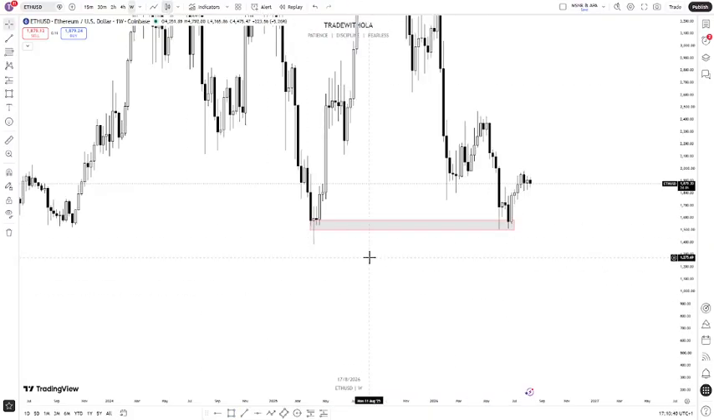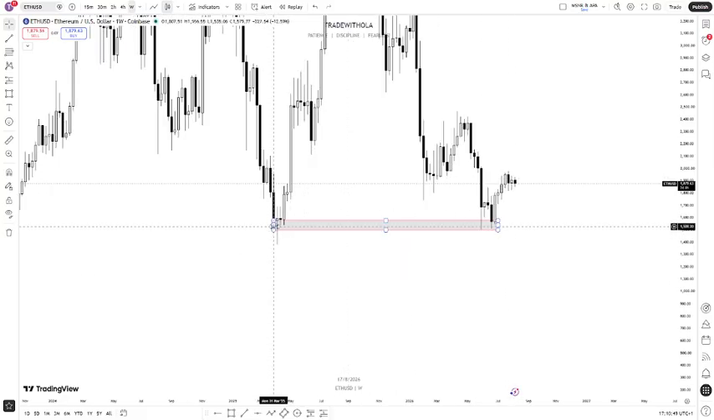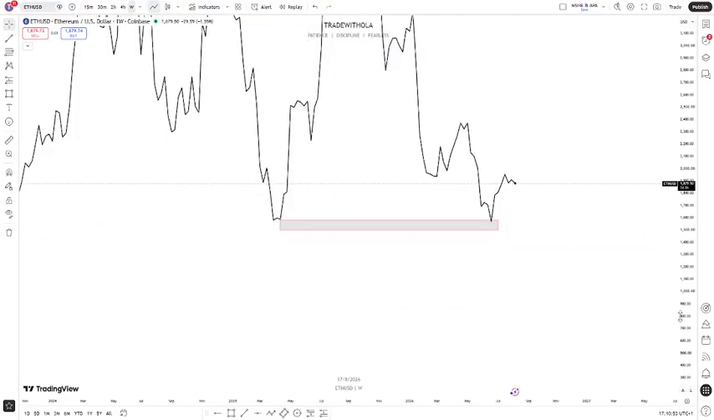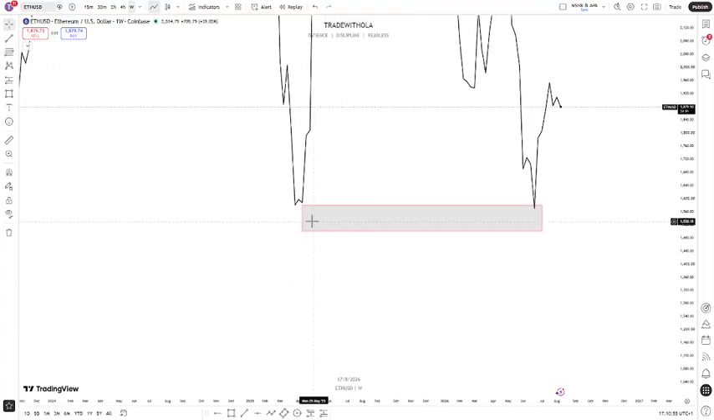Now, once you put back your line chart, you can see that there was a key level here. Price came back to retest that key level and reacted off it. So we have about 2 levels here, but this tiny one here is my fresh key level. This is my fresh V-shaped key level here. So if I zoom in, you can see it.